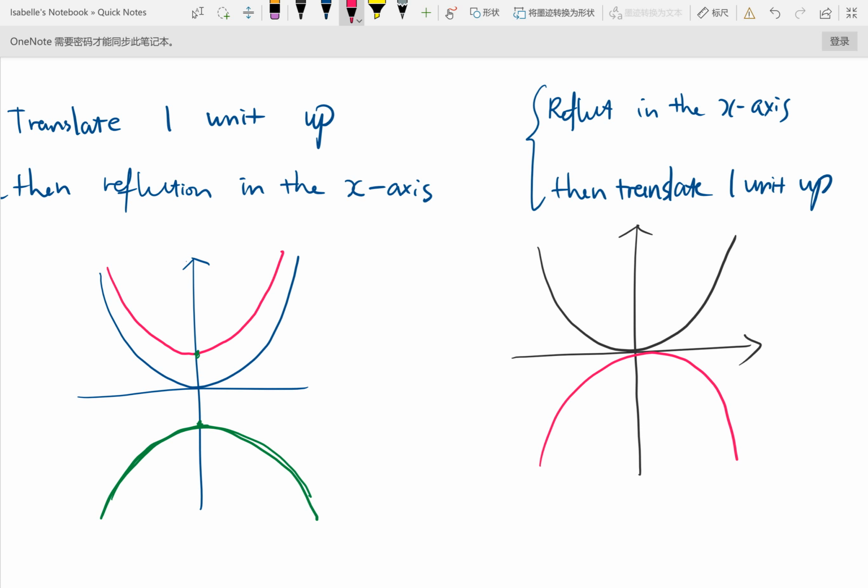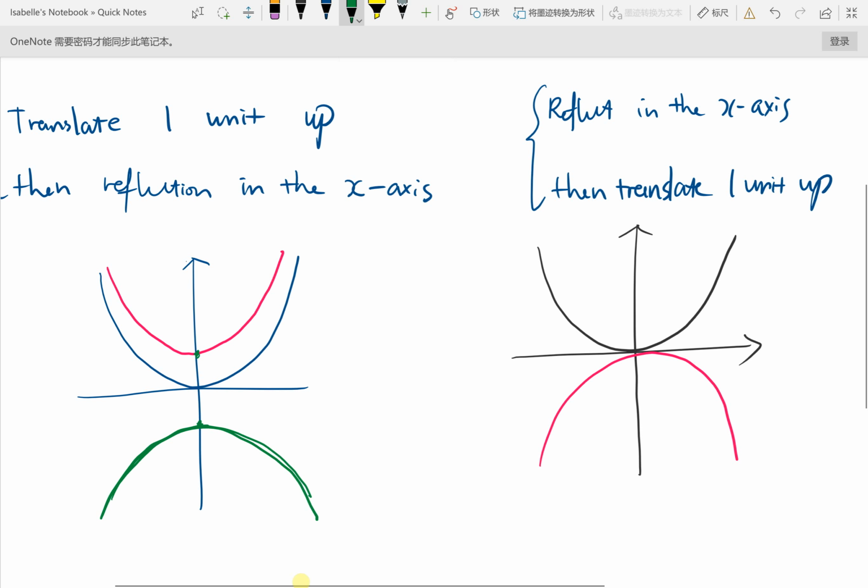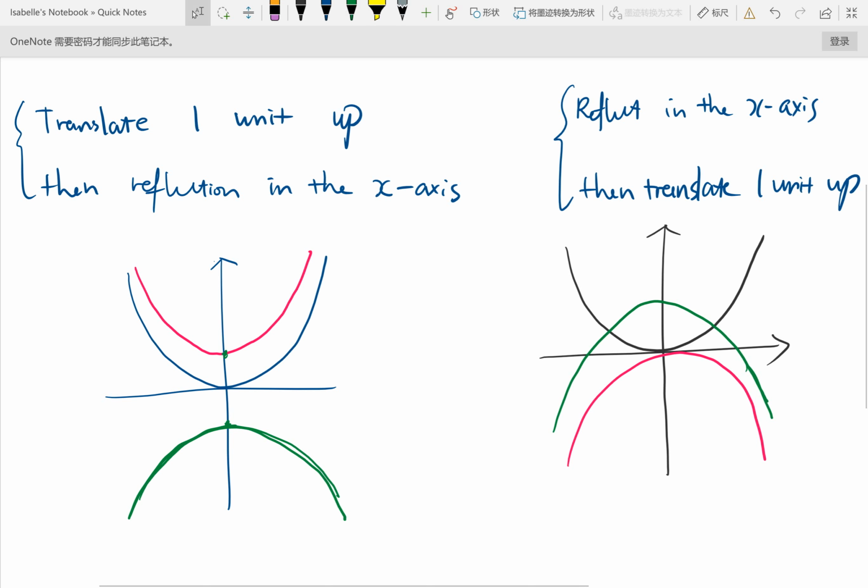Yeah, but I'm wondering, if you wanted to switch around, would you do the second one first, you know what I mean? Like you'd do the reflection in the x-axis first and then translate 1 unit down. Yeah, that will result in the same thing. Yeah, that will, and that's the next thing I will talk about.